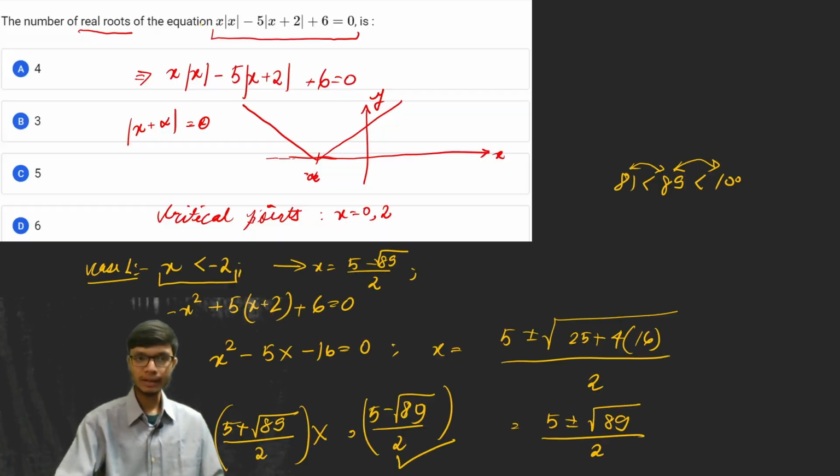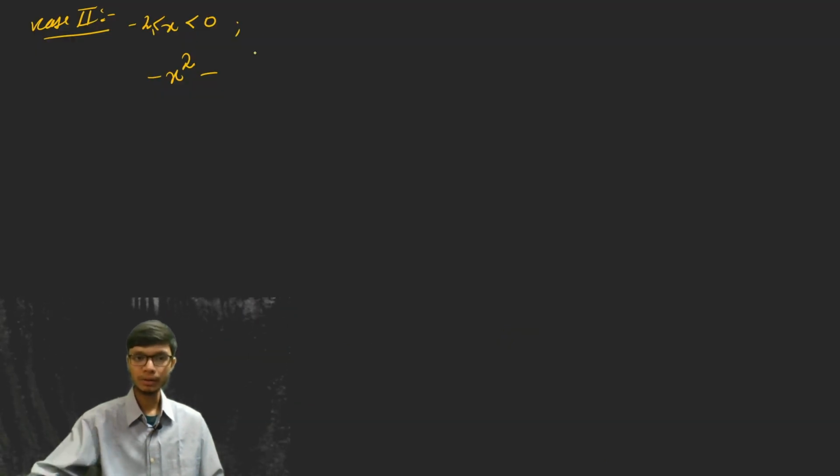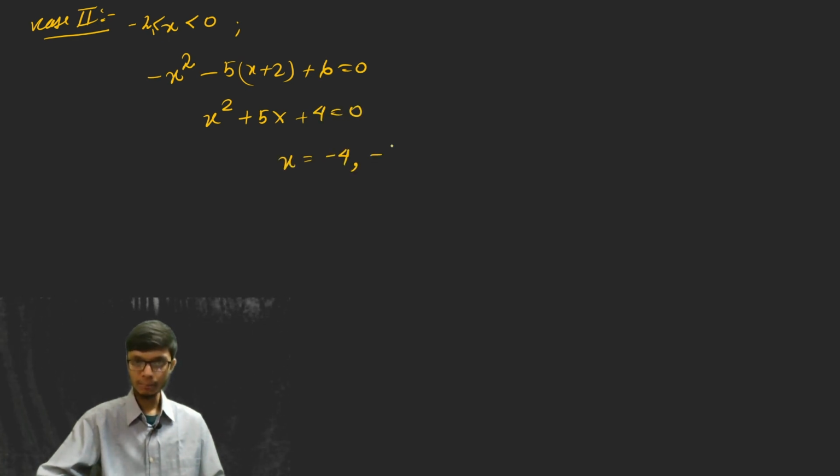But in this second case, that is x plus 2 mod of x plus 2, it will open in the same, the positive way. So this is minus of x plus 2 plus of 6 is equal to 0. Again, if I take the x minus sign as common, this will be x square plus 5x plus 4 is equal to 0.